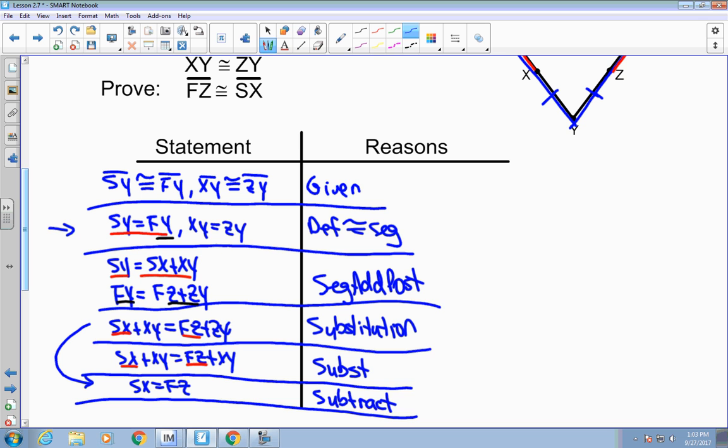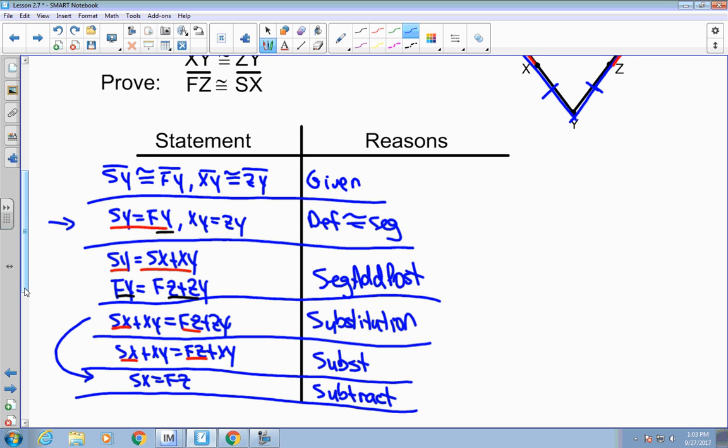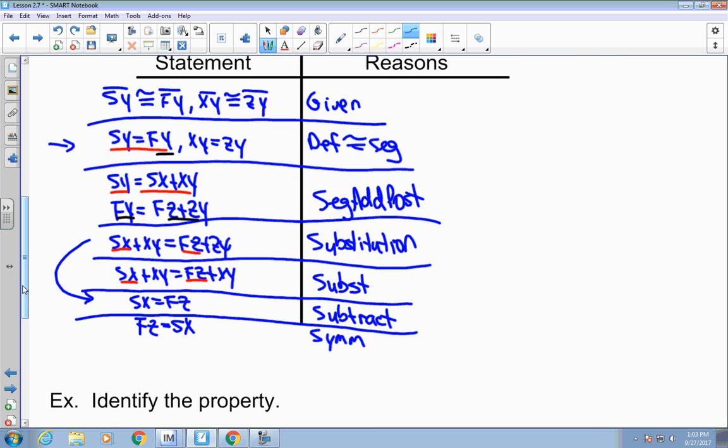Okay, all right. So now I'm here at SX equals XZ. That's almost where we need to be. We need to change two things now. The order. So what allows us to change the order? Symmetric. So we're going to reverse it. XZ equals SX. And that's symmetric. And then what's the other thing that needs to happen? Change it to be congruent, right? So XZ is congruent to SX. And that's the definition of congruent segments.